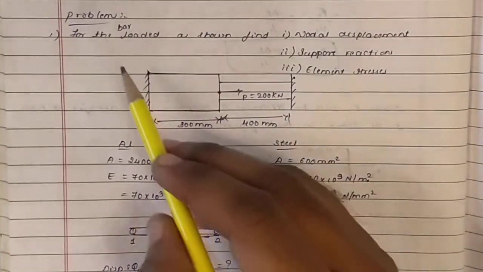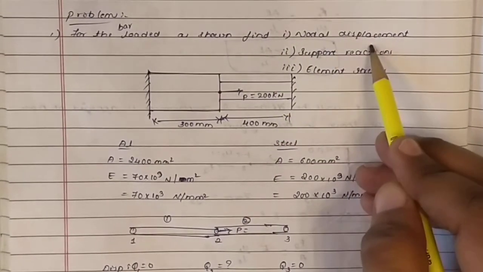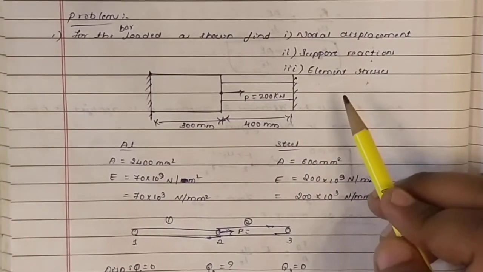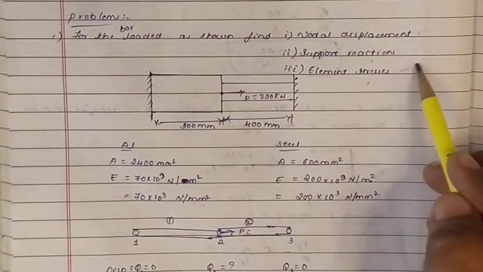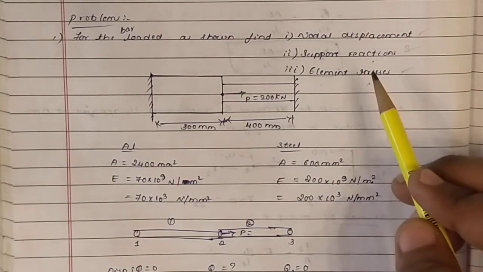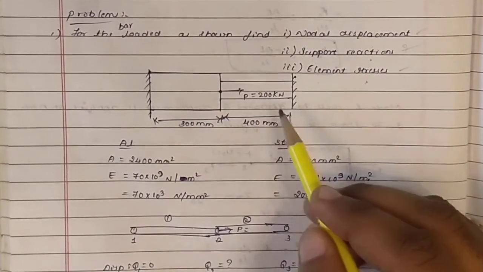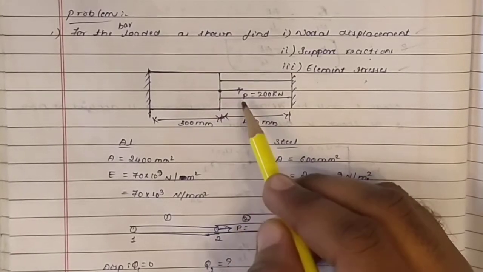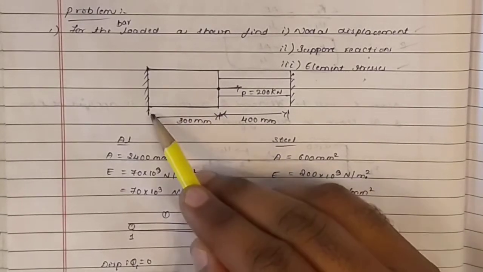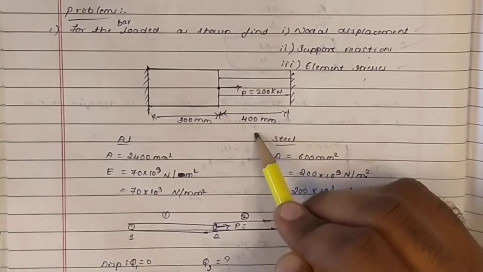So the second problem. For the bar loaded as shown, find nodal displacement, support reaction, element stresses. So in the earlier problem, he has asked only nodal displacement and stresses. Now one more thing is the reactions. So three things we have to find out. It is a stepped bar fixed at both the ends and the load is applied at the middle. P is equal to 200 kilonewton is the load applied at the middle, and the first length of the bar is 300 mm and the second length of the bar is 400 mm.